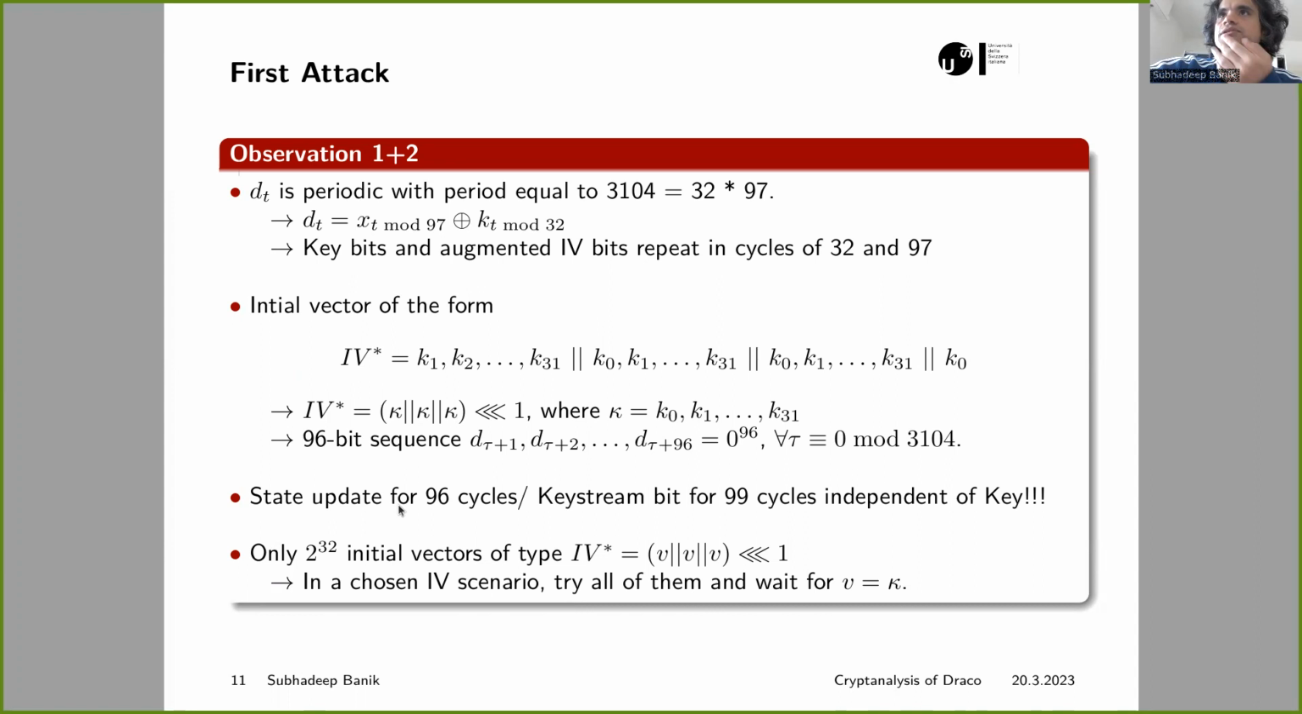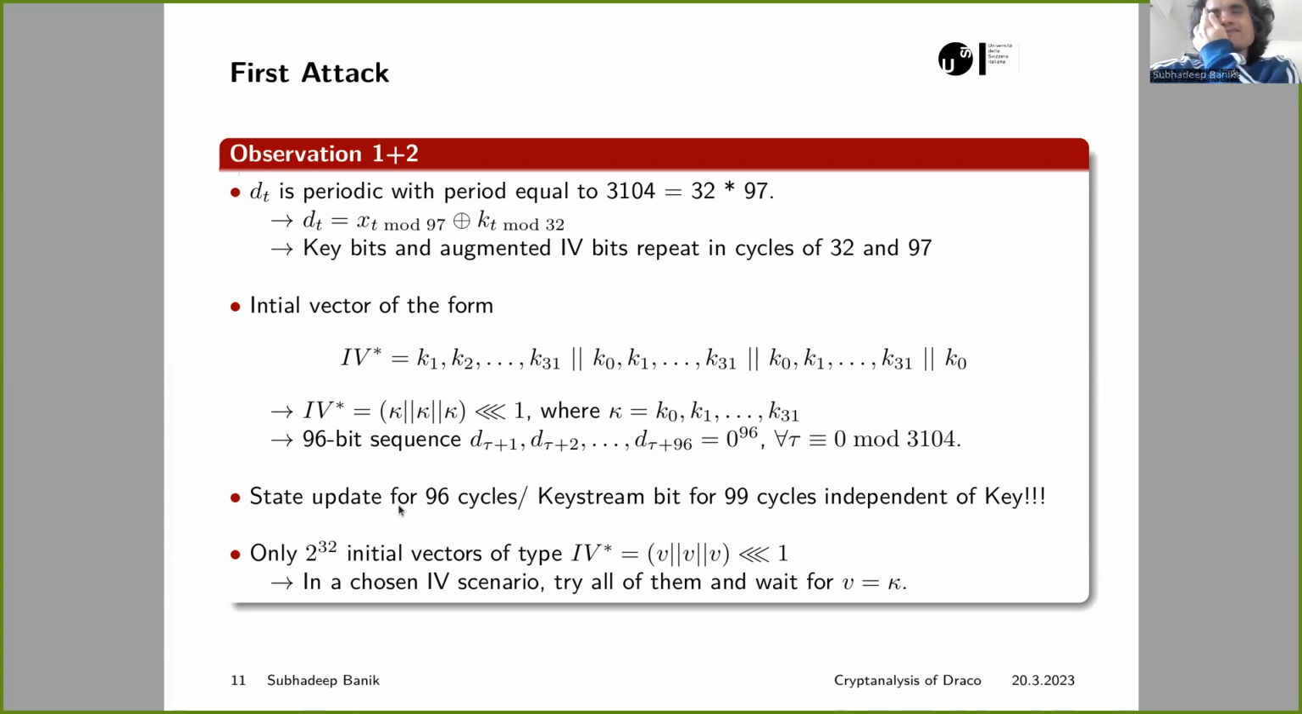But kappa is a 32-bit key prefix. For all such IVs, it is very easy to see that this 96-bit sequence d of tau plus 1 up to d of tau plus 96 is 0 for all values of tau that are divisible by this period 3104.